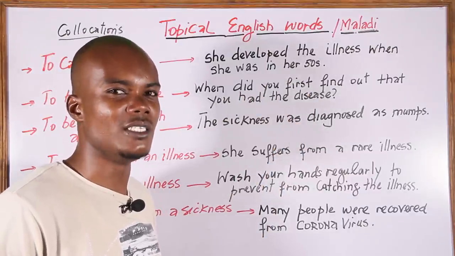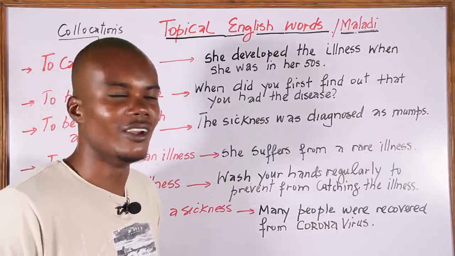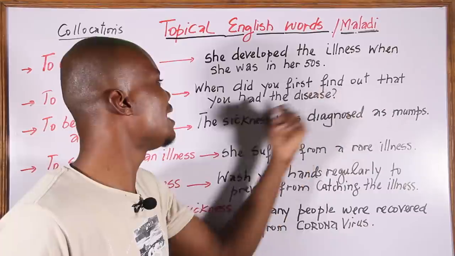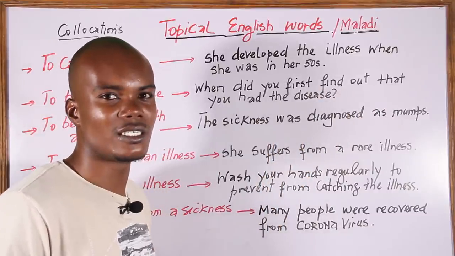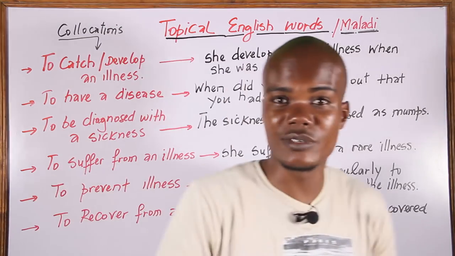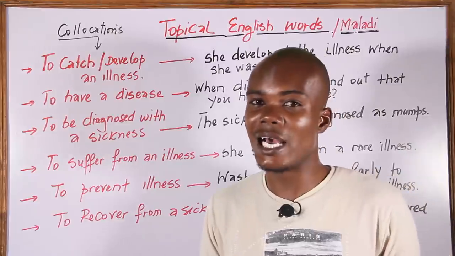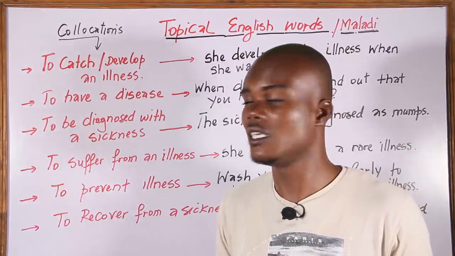That's what this sentence means. When did you first learn you had this disease? When did you first find out that you had the disease? Good. You learned how to say I caught a disease, it's to catch or develop an illness. You learned how to say I have a disease, it's to have a disease.